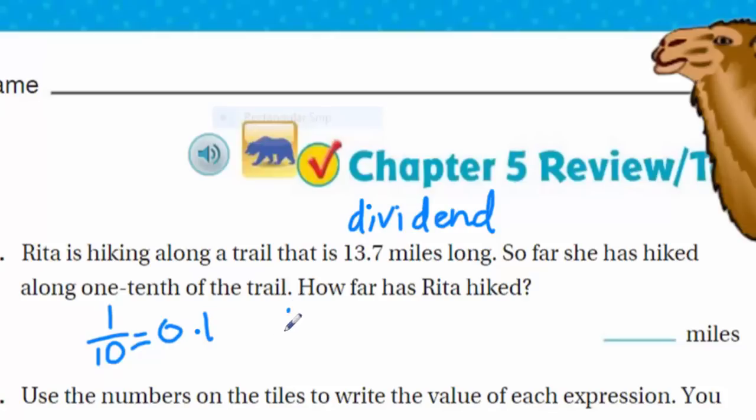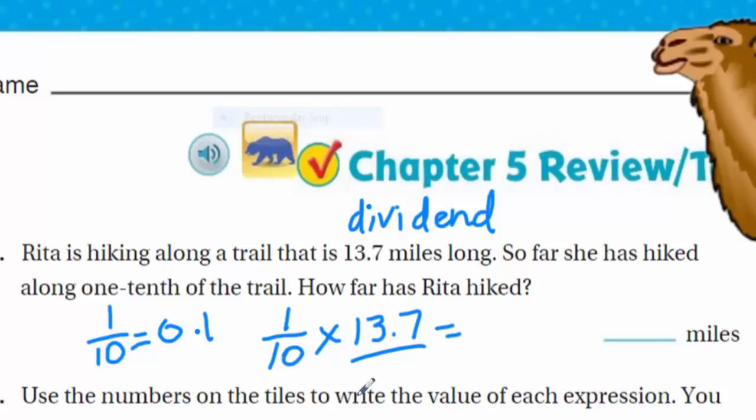You might recall that in previous videos, 1/10 of something kind of suggests multiplication. So we have 1/10 times 13.7. Does that make sense? Because the trail itself is this long, and if Rita's hiking and she's not at the end, or we'd say, oh, she did 13.7 miles, but she didn't. She only went along 1/10 of the way. So we're kind of, in a way, finding 1/10 of 13.7.